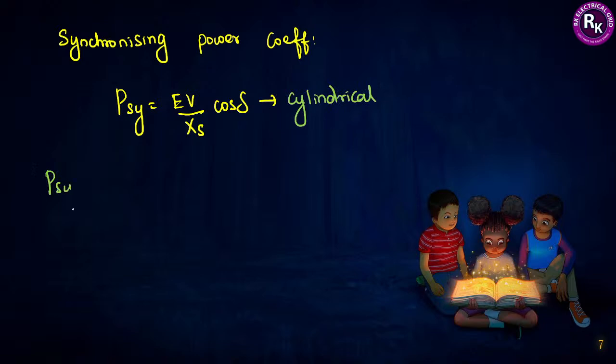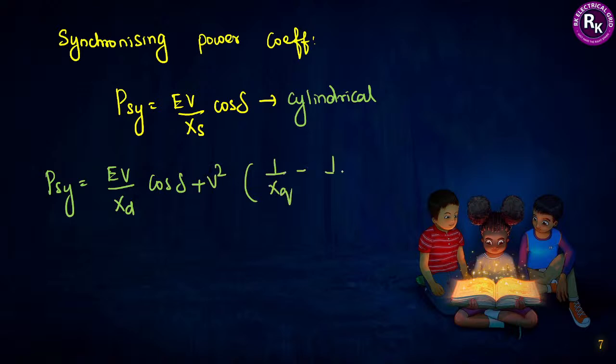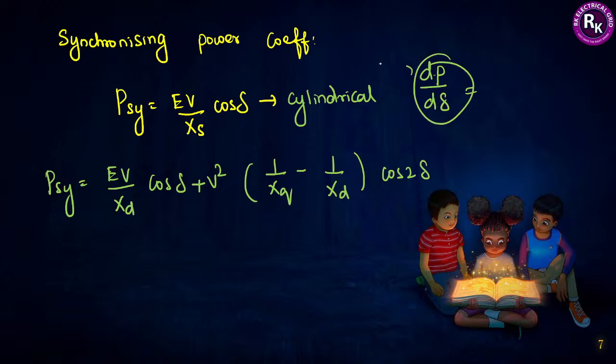Then suppose you are requested to calculate the synchronizing power for a salient pole machine. For the salient pole machine, this formula will become EV by direct axis reactance XD into cosine of delta plus V square into 1 upon XQ minus 1 upon XD into cosine of 2 times delta. Now what you have to observe is that synchronizing power is nothing but the differentiation of real power with respect to delta. If you differentiate the real power with respect to delta, that will give you the synchronizing coefficient of both the salient pole machine and the non-salient pole machine.